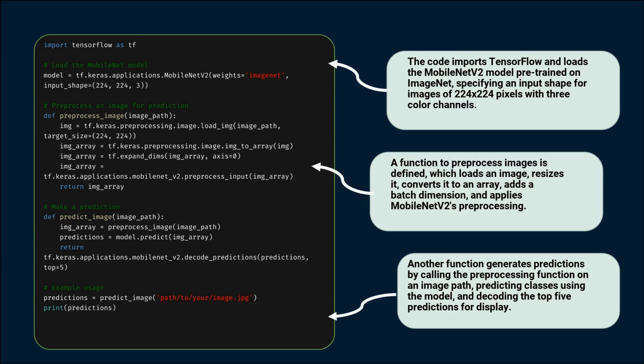This function calls our preprocessImage to prepare the image and then uses the loaded model to generate predictions. The predictions are decoded to provide the top 5 class labels with their corresponding probabilities, making it easy to understand the model's output. Finally, we include an example that demonstrates how to use the predictImage function with a specified image path, showcasing how seamlessly we can integrate Mobilenet into our applications.